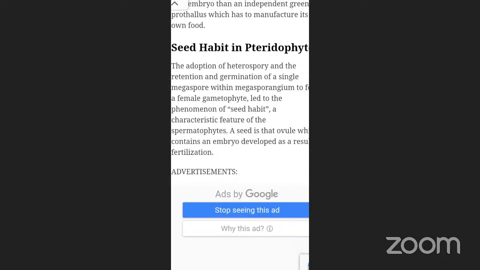So, at the opening of the integument, which is closed, spermatozoids are released into the closed chamber and swim to the archegonia, to the eggs in the liquid.